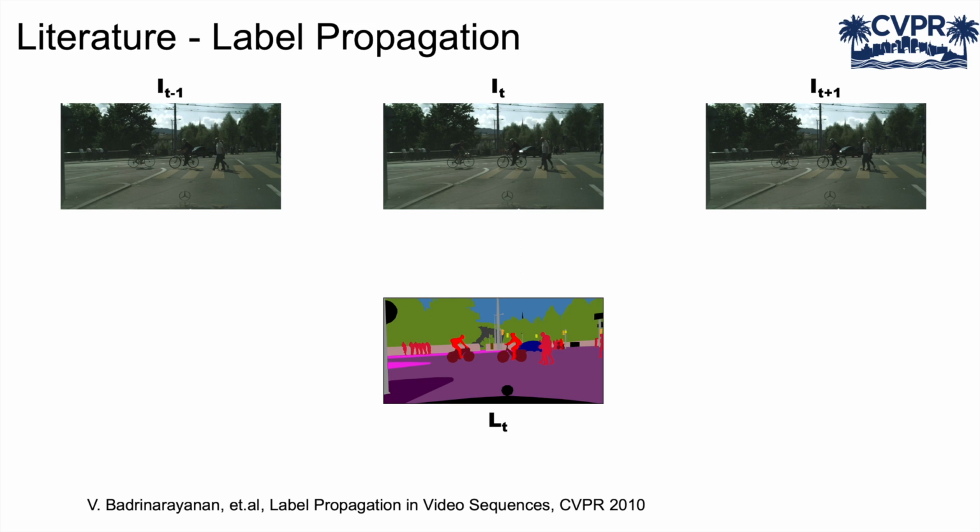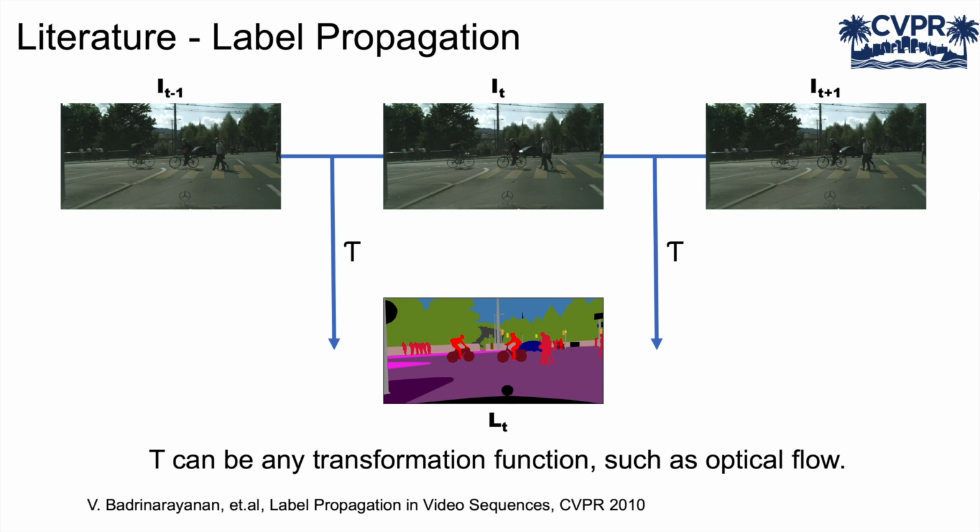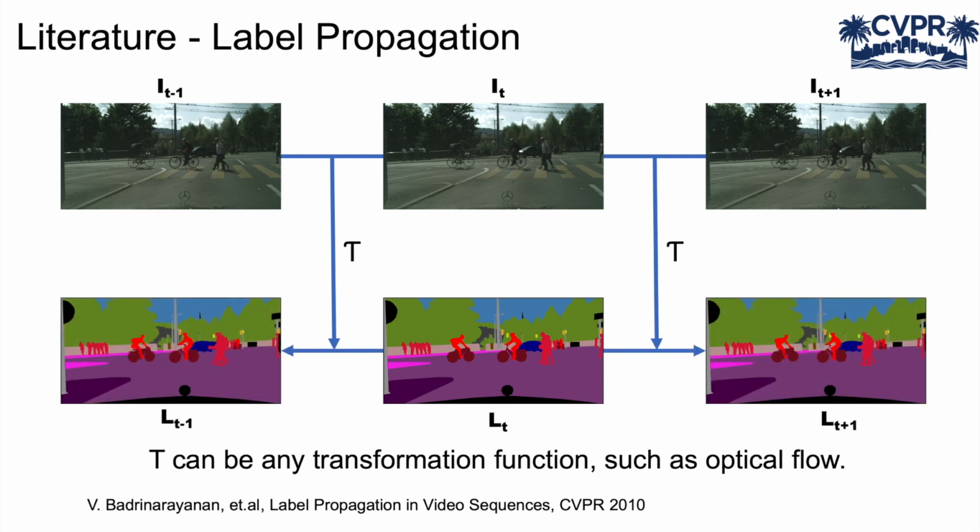There is a previous approach to do this, called label propagation. The idea is to first learn a transformation function given video frames, such as optical flow, and then use the function to propagate semantic labels to adjacent frames. This method has several limitations, like problems resulting from occlusion and misalignment.